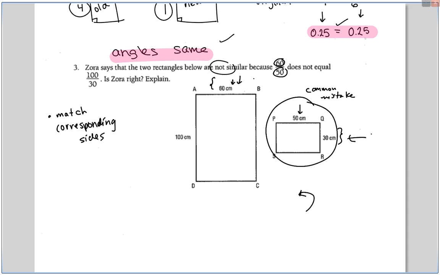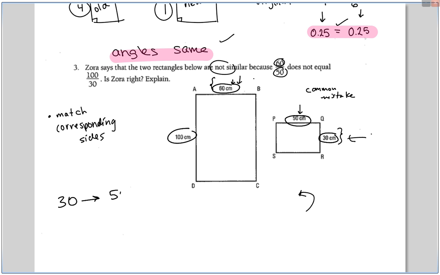Okay, so another way to easily spot that is the size. 30 is smaller than 50, 60 is smaller than 100. So 30 goes with 60, and 50 goes with 100.